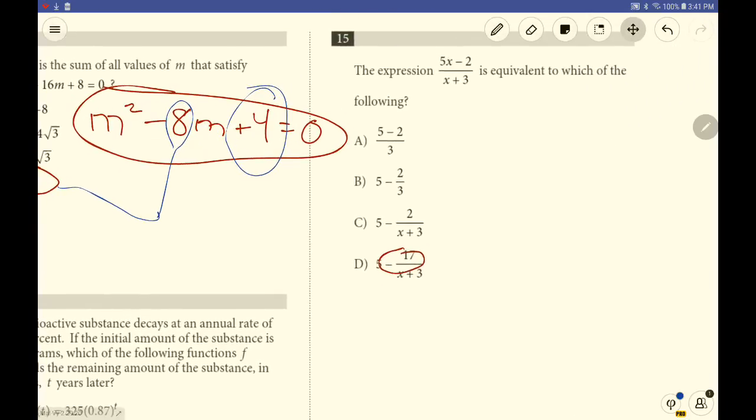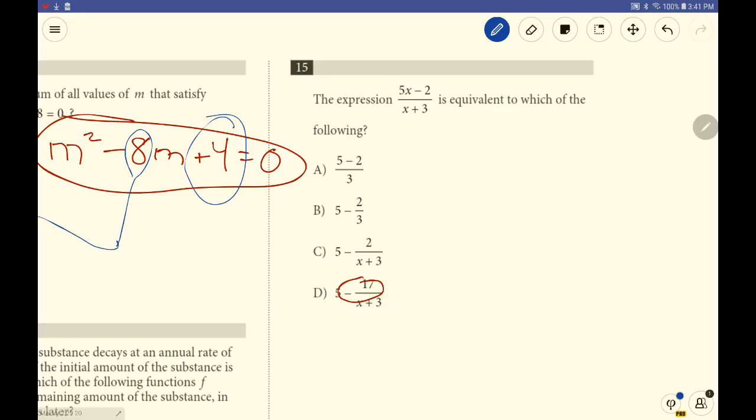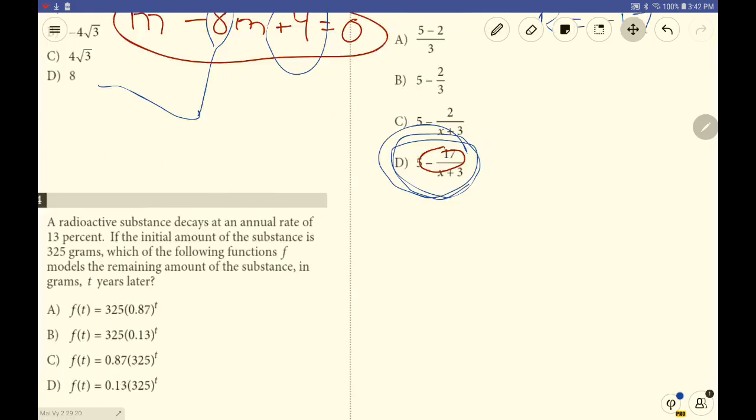Number 15, they ask for some synthetic division, but actually, if you just find out the remainder in this by plugging in negative 3, x equals negative 3, which is the 0 of the denominator, plug that in for x in the numerator, you find out the remainder is negative 17, and this is the only one where negative 17 shows up. So that must be the right answer.